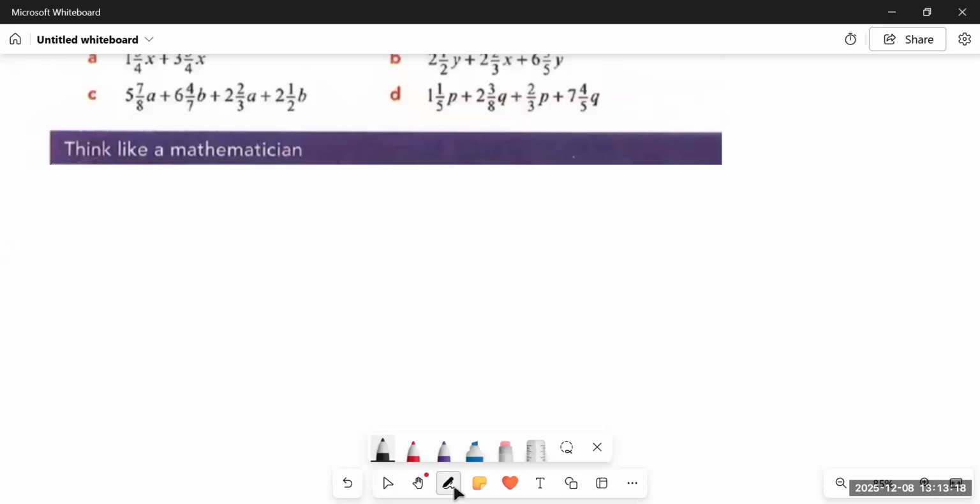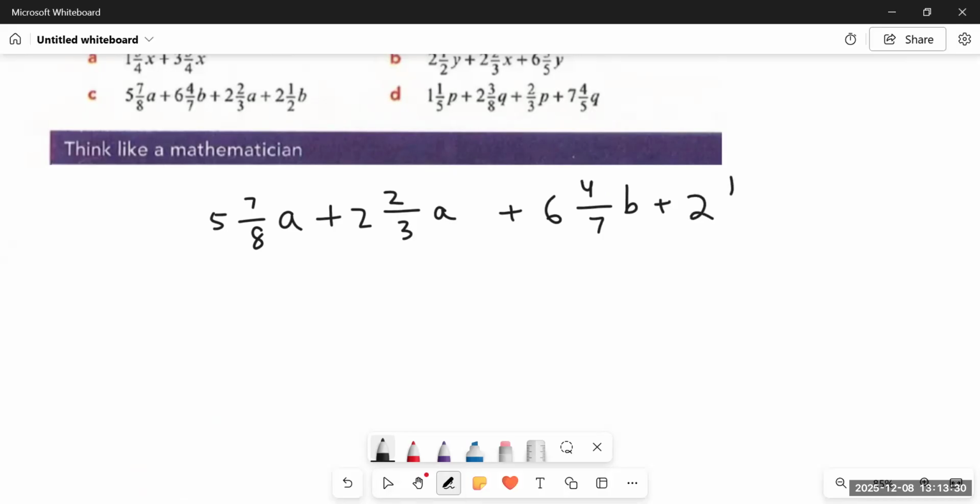Like we have 5 whole 7 over 8a. We will add 2 whole 2 over 3a to it, combining these two terms. And for b, 6 whole 4 over 7b plus 2 whole 1 over 2b. Right? So we'll combine these two and these two. First, the first step is to convert it into an improper fraction.